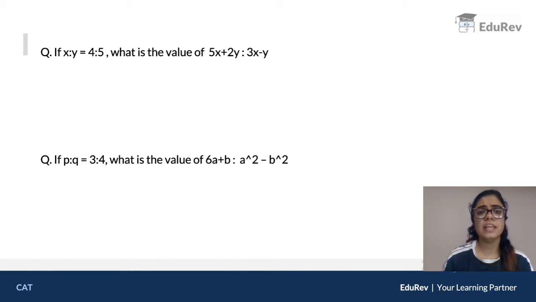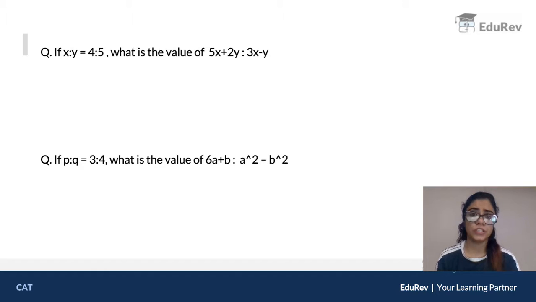Now, let's look at a few very basic questions for ratios. These questions are very, very basic. But still, we end up making a lot of mistakes in these kinds of questions because we are not very clear with the concept of ratios.